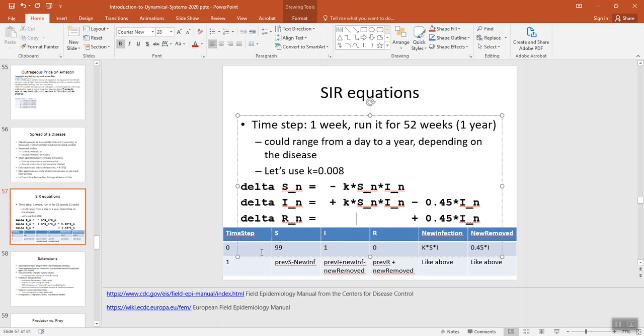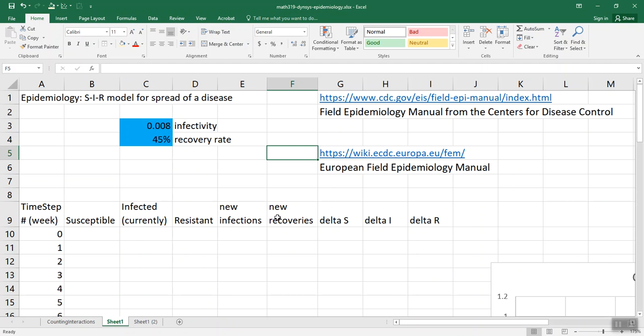Here's one way to formulate it in a spreadsheet, maybe starting with 99 susceptible people, 1 infected, and 0 removed people, or you could think of this as 99% of the population or something, to tally the number of new infections, the number of new removed, and then subtract the new infections from susceptible and add them to infected. Here I'm not formulating the delta values. I could have more columns out here to the right that didn't quite fit on a slide for an actual delta S, delta I, and delta R. So that's what I'm going to do in Excel.